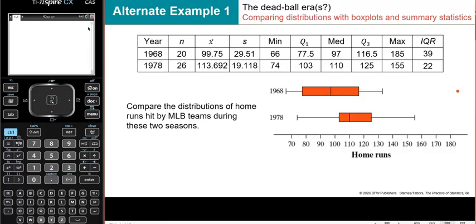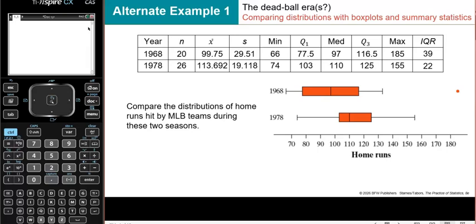So 113 for the mean. Median is 110, so the mean is a little bit bigger. Maybe we say slightly skewed. You might get away with approximately symmetric. I'm not sure what they're going to say. It'll be interesting. But it's close.